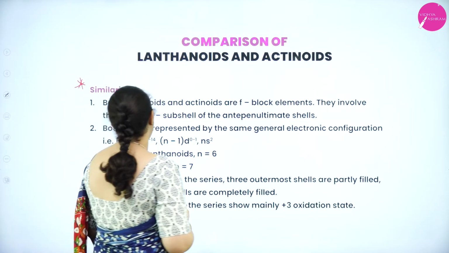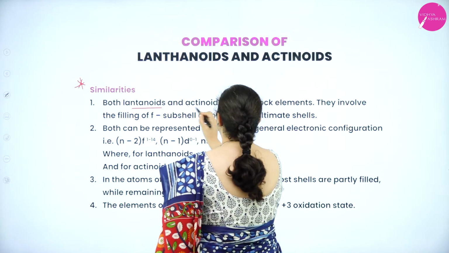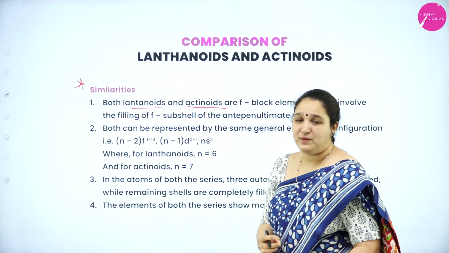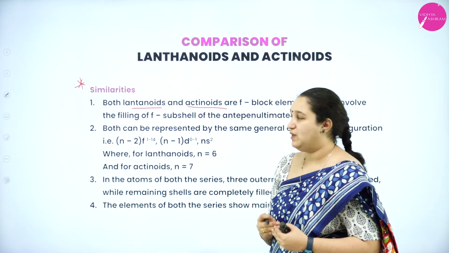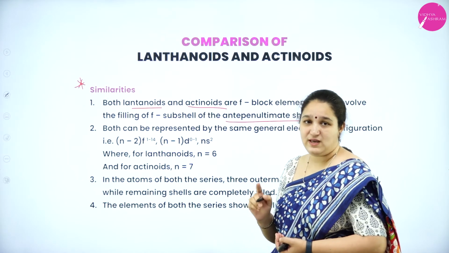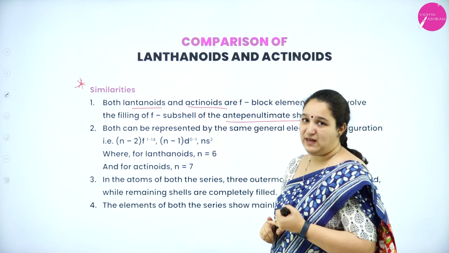So the first one is both lanthanoids and actinoids are F block elements and they are filling up the F subshell. Okay, so the antipenultimate shell only is filled. So this is the first similarity.